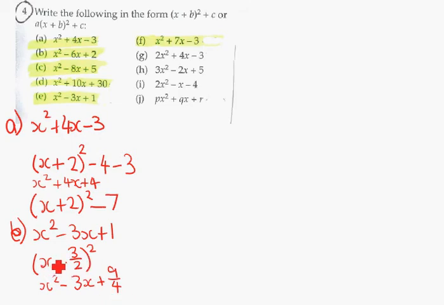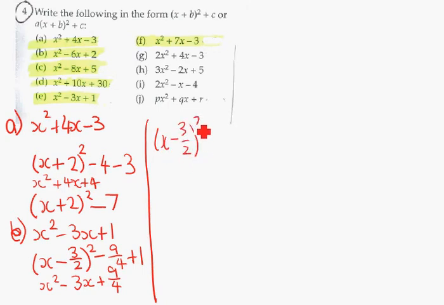Now I'm trying to equate the bracket form with the expanded form above. I can see that I've got this extra 9/4. I don't actually want the 9/4 from the expansion. What I want is plus 1. And that way it makes it easier to work out the constant on the end. If I just move up over here, it must have come from (x − 3/2)².